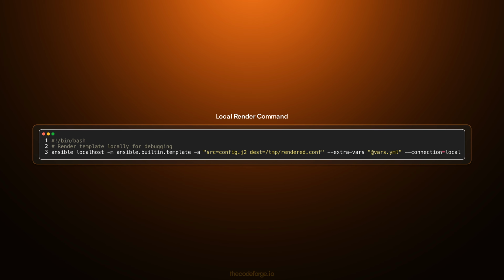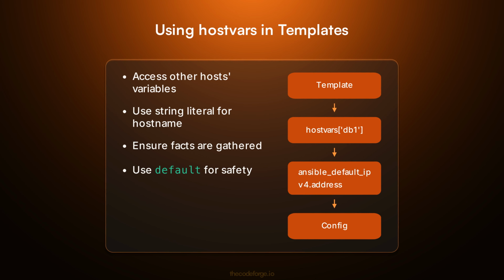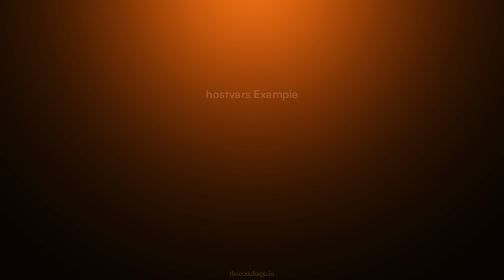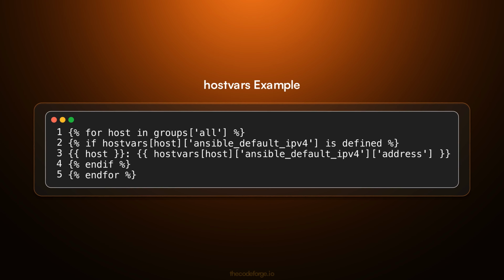but note limitations with hostvars. Accessing variables from other hosts is done via hostvars[hostname].variable. Always use a string literal for the hostname, not a variable, to avoid undefined errors. Ensure the referenced host has facts gathered by including it in the play or using delegate_to. This template iterates over all hosts and prints their IPs if the fact is defined. The if test prevents crashes when a host is unreachable or facts are missing. Always use is defined before accessing nested facts.